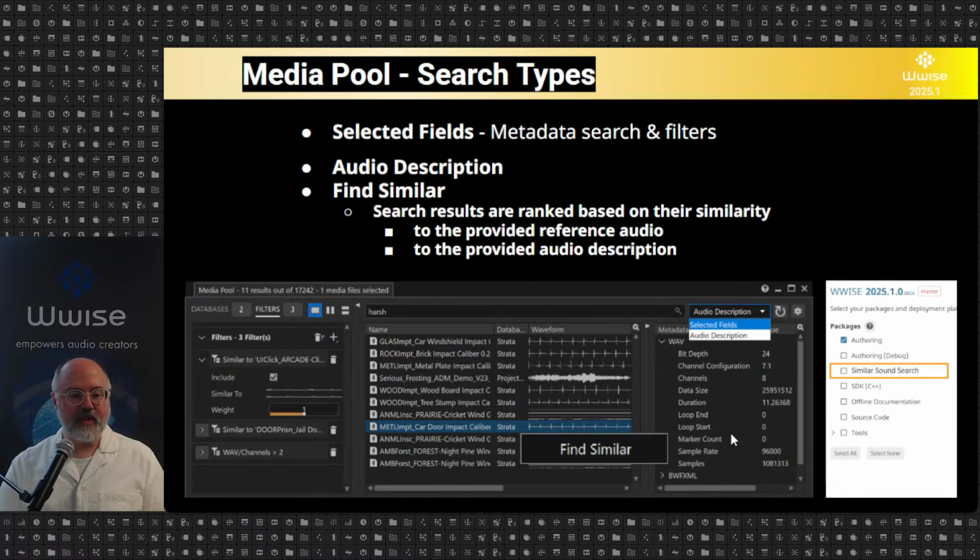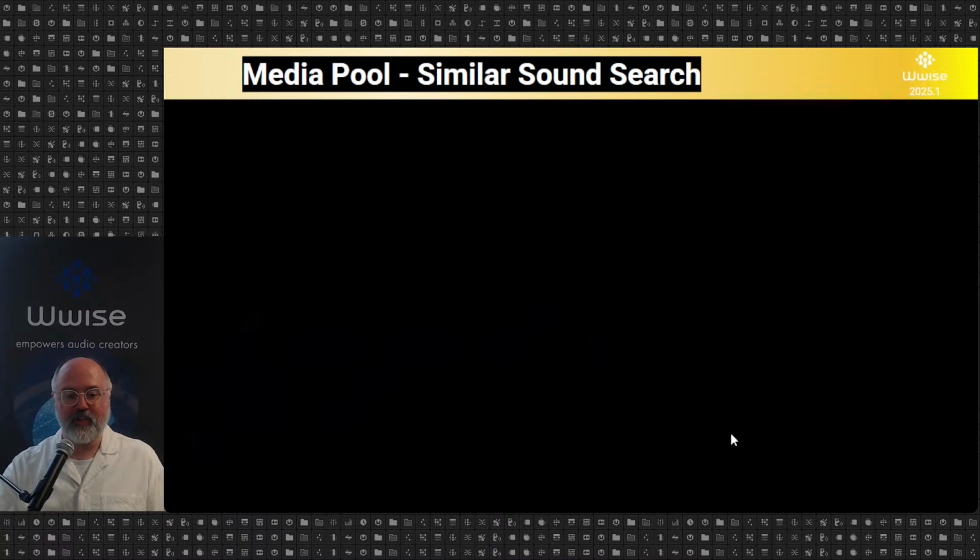You have your selected fields for metadata search and filters, and then you have the similar sound search feature, which is an opt-in feature that leverages AI to help you find sounds using an audio description, as well as finding similar. So results ranked based on their similarity to provided reference audio or provided audio description. So again, check that box in the Audiokinetic launcher for a 25.1 version to get the similar sound search installed.